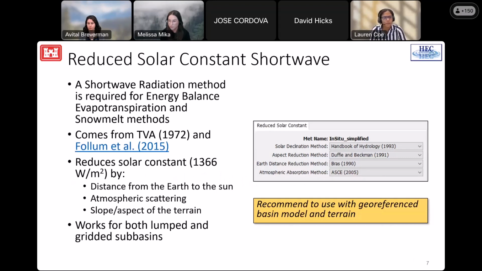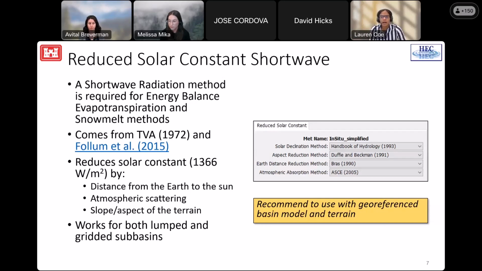Okay, so starting off with our simple shortwave method, the reduced solar constant shortwave. A shortwave radiation method is required for, as I said, the energy balance, evapotranspiration, and snowmelt methods. This and a few others that you'll see come from the Tennessee Valley Authority 1972 paper, as well as Mike Fulham's 2015 paper.